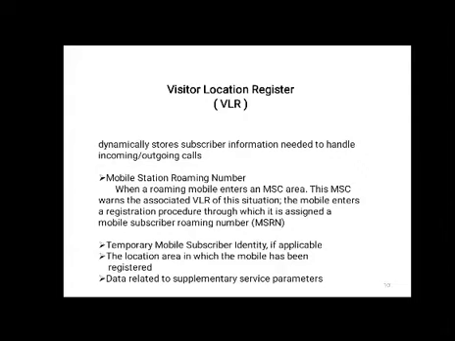VLR, the temporary location register, also called visitor location register, dynamically stores the subscriber information needed to handle incoming and outgoing calls. Mobile station roaming number: when a roaming mobile enters an MSC area, the MSC informs the associated VLR. The mobile enters a registration procedure through which it is assigned a mobile subscriber roaming number, temporary mobile subscriber identity if applicable, and the location area in which the mobile has been registered.